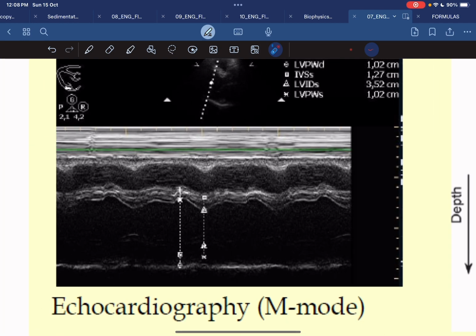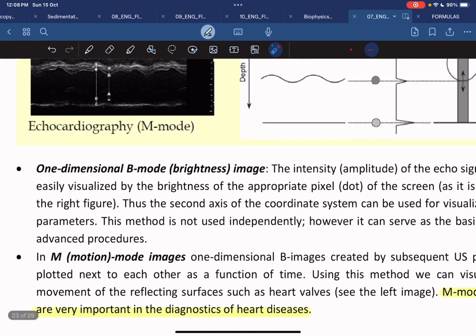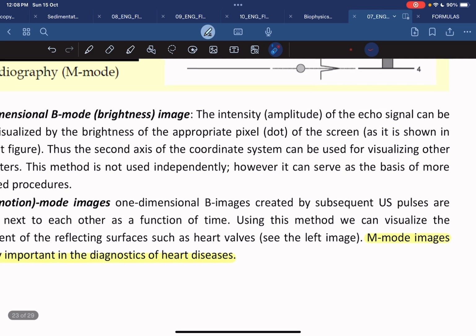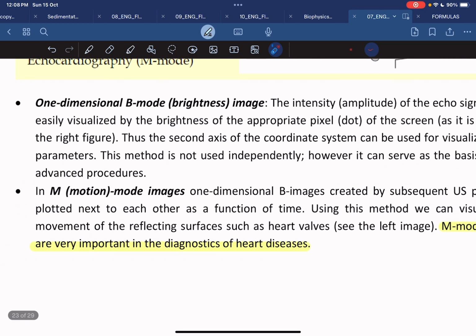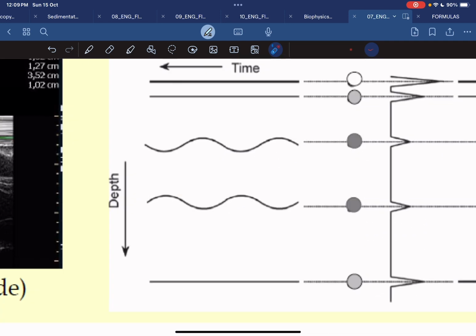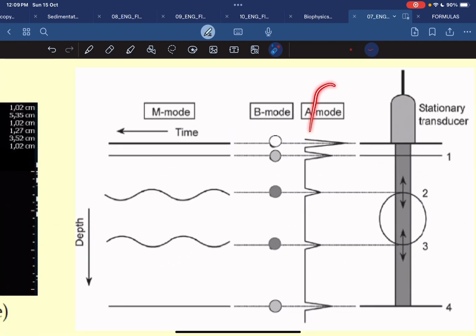Okay, so M mode images are basically B mode images, brightness images. In one dimension, B mode images are created by subsequent ultrasound pulses put next to each other as a function of time. Using this method, we can visualize the movement of structures. Now, a B mode image. Now this is an A mode image. A B mode image would look something like this.